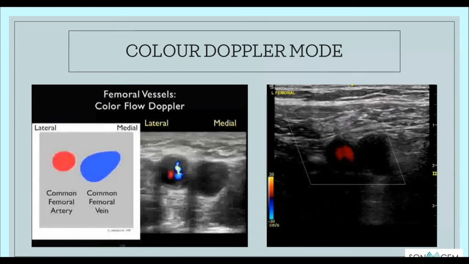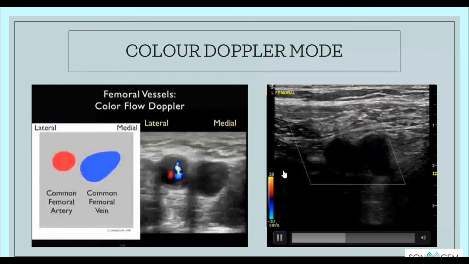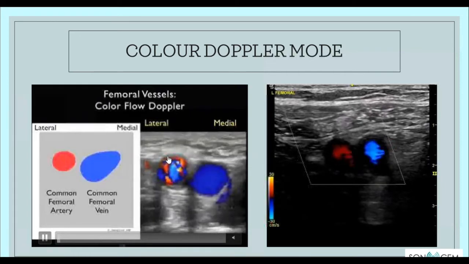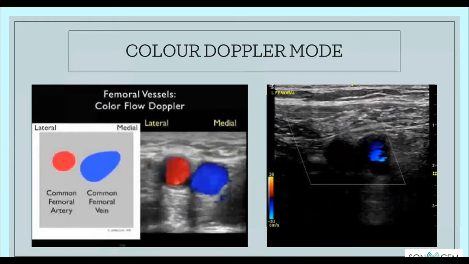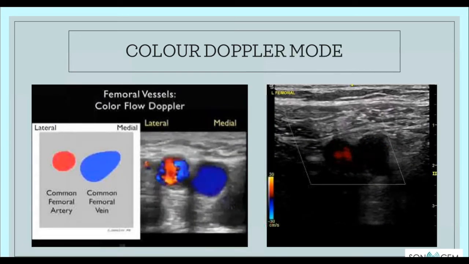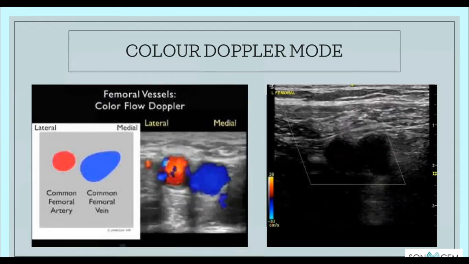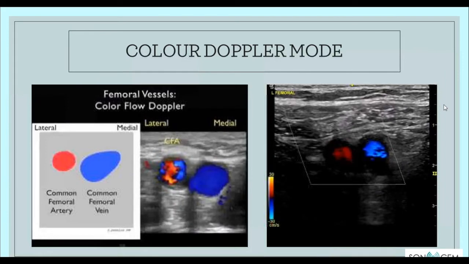The other mode that can be used in assessing DVT is color Doppler mode. The clips both show color Doppler mode on the common femoral artery and common femoral vein. You can see there is a clear signal of color Doppler filling up the lumen in both the artery and vein.